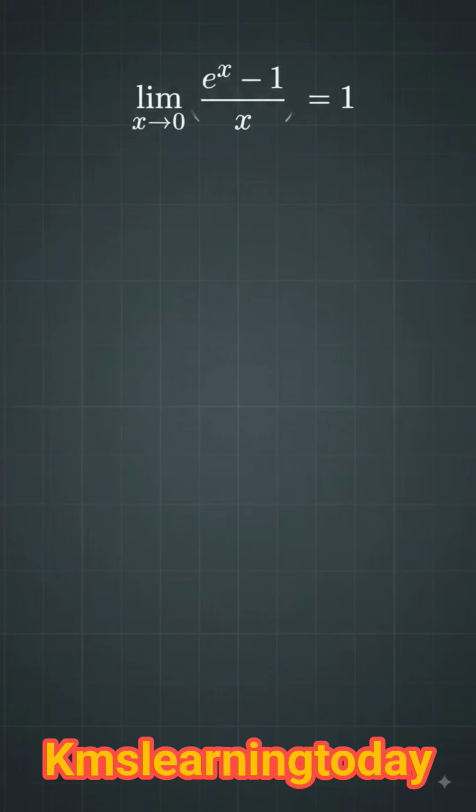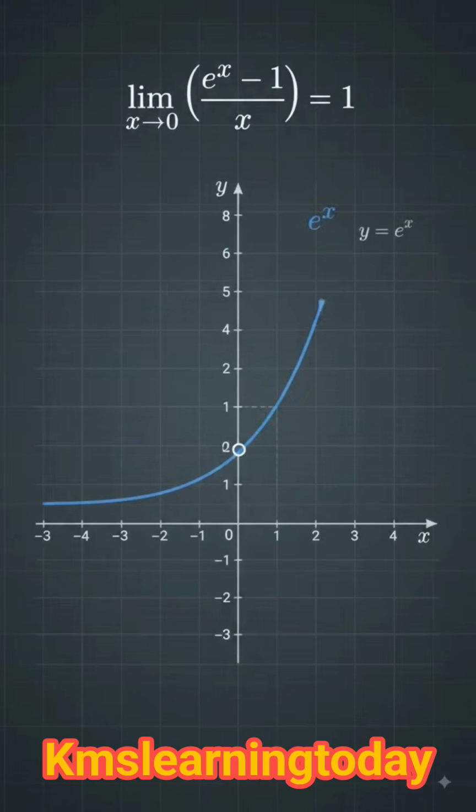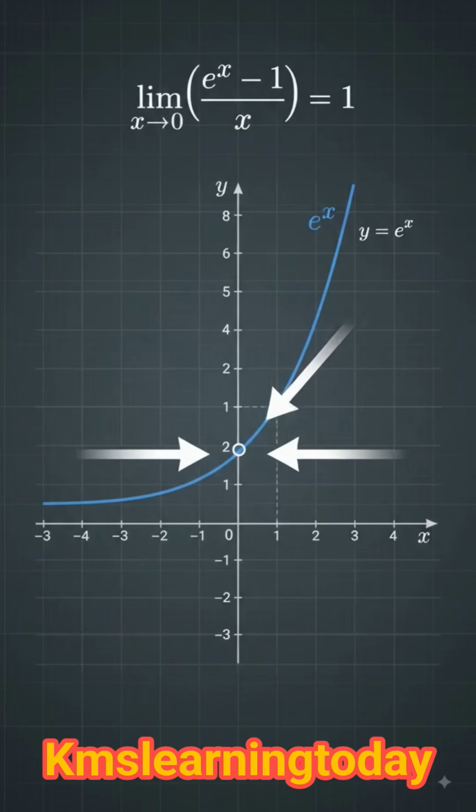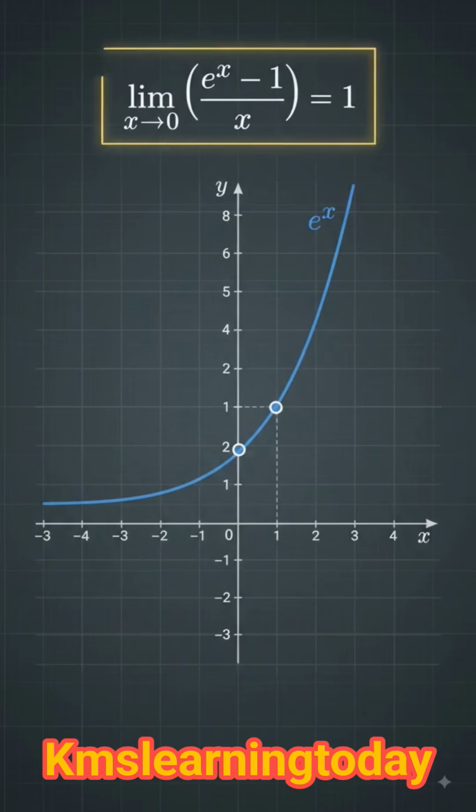Another important limit involves the exponential function. As x approaches 0, e to the x minus 1 divided by x approaches 1. This standard limit is closely connected to the derivative of e to the x.